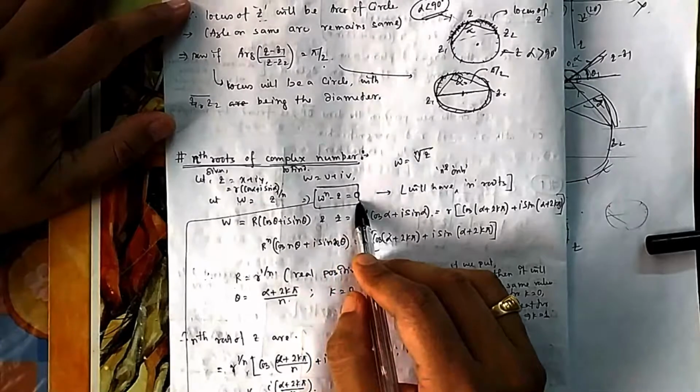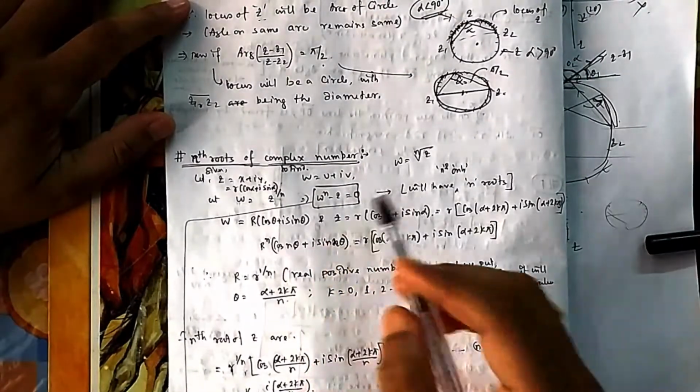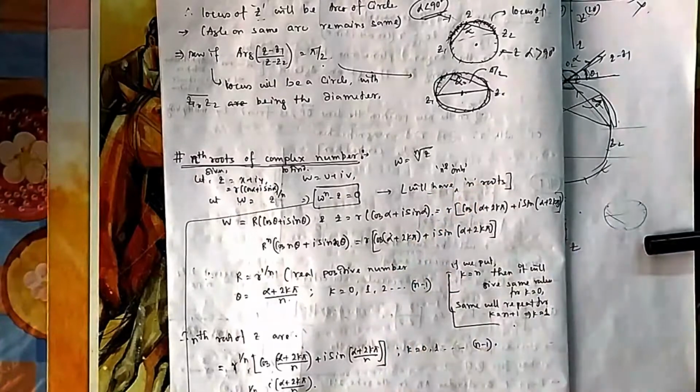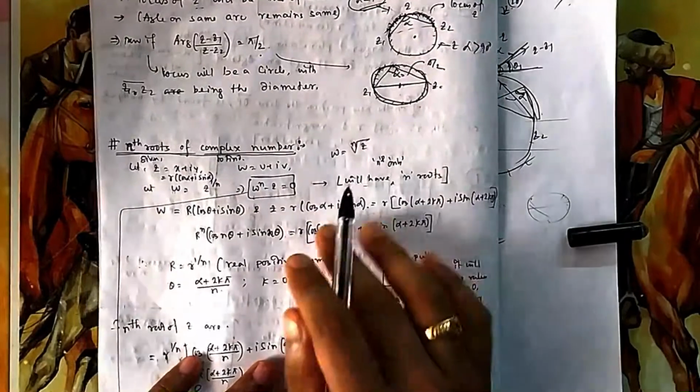So w^n minus z equals 0. This is an equation which has only n roots because the power is n. So it will have n and only n roots. It cannot be less than n, it cannot be greater than n. So it should have n roots.